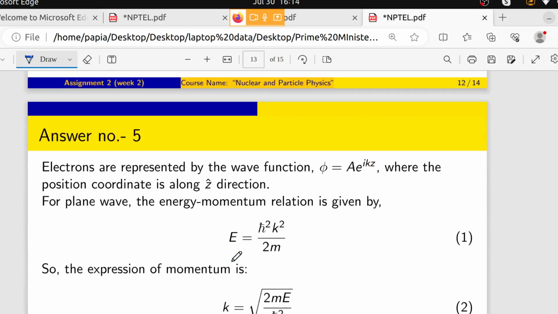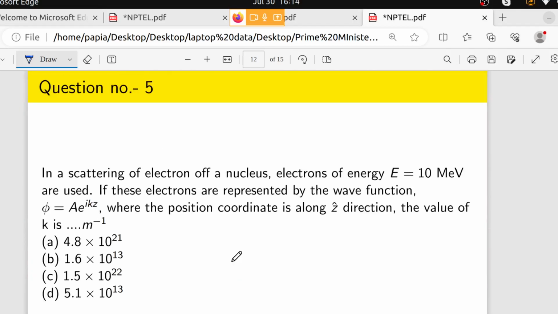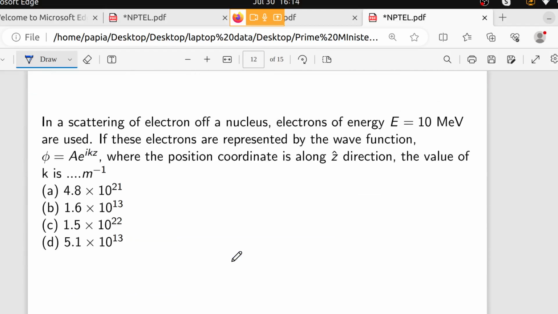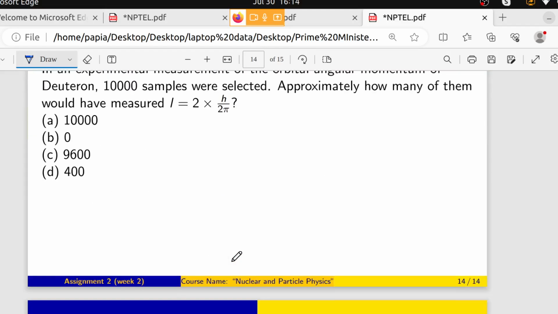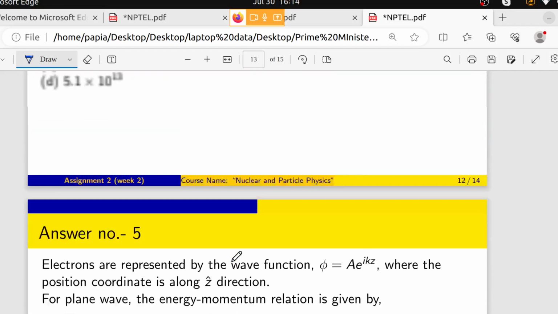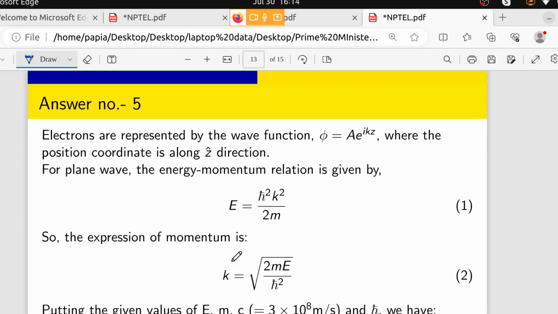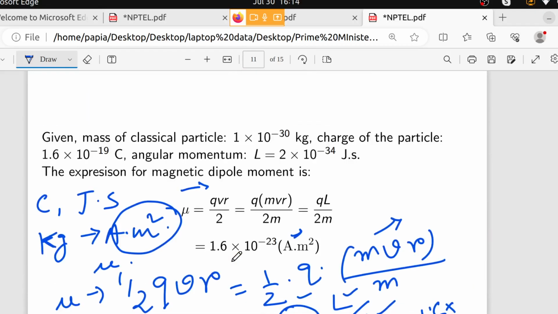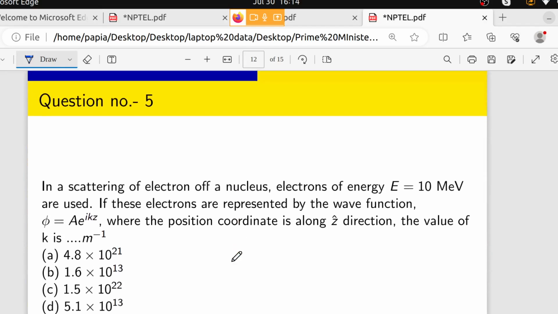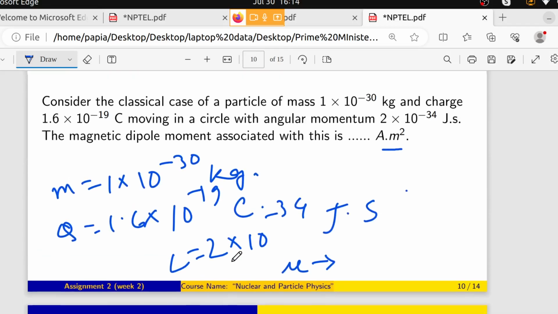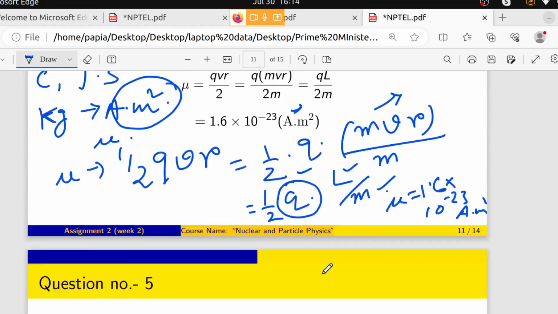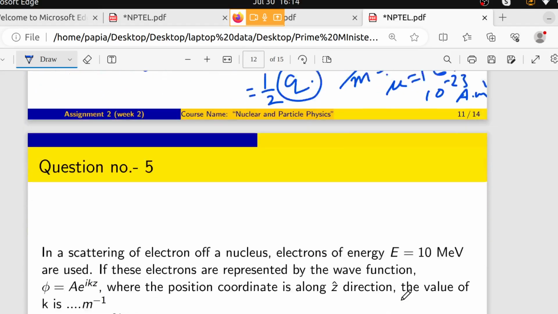I think this is fine. This also we can do, but we will do it in the next class, or we can do it right now also. Oh sorry, this is the question. This is also not directly related to the nuclear and particle physics course. This is directly related to the quantum mechanics course, whereas the previous one was related to classical mechanics.